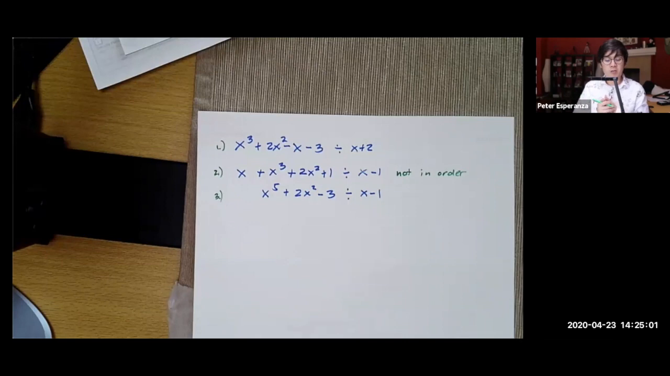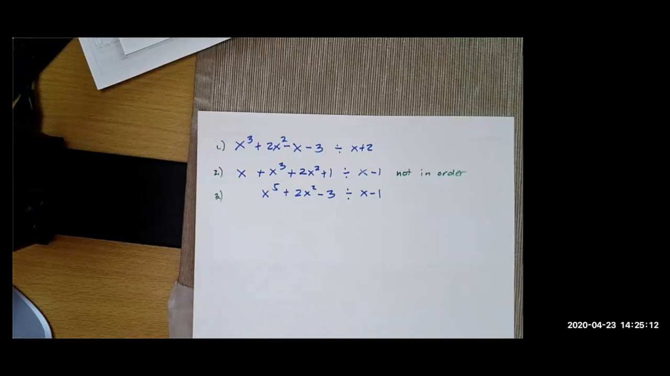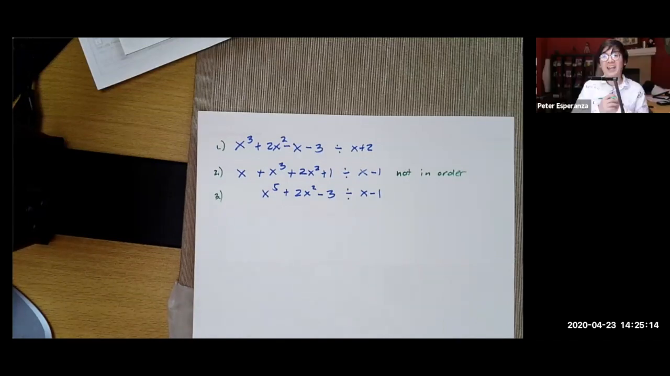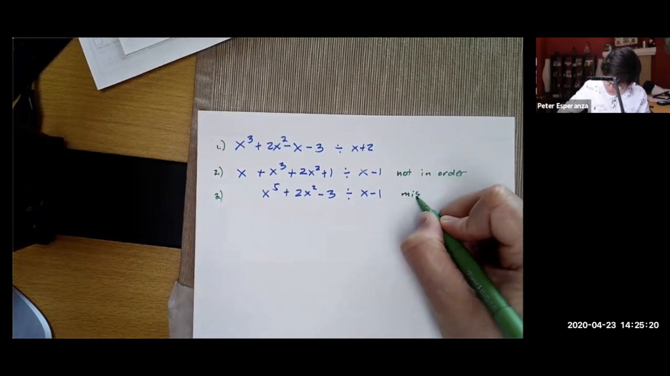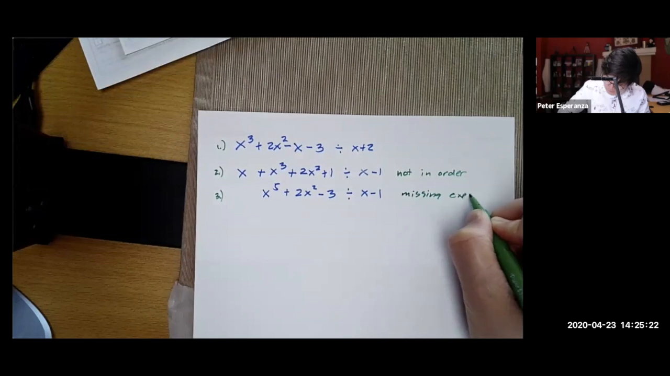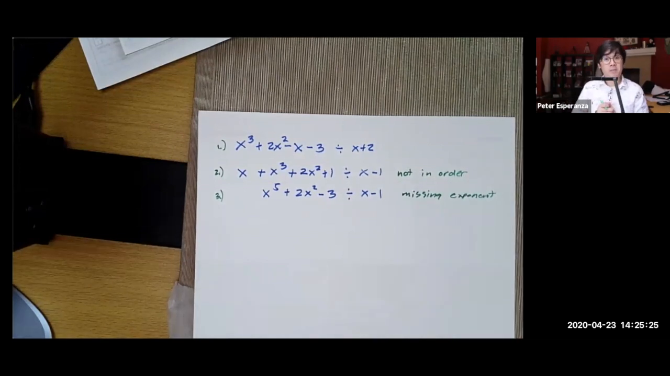What about problem number 3? What is the difference that you're seeing on example number 3? It's lacking the exponents in between the 5 and the 2. Yes, that is correct. There are some missing exponents or gaps in between.